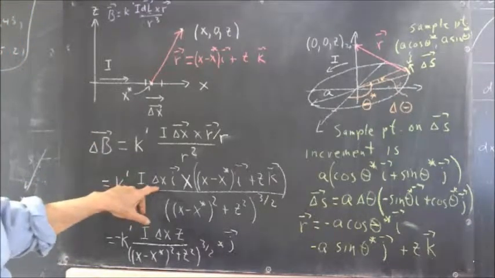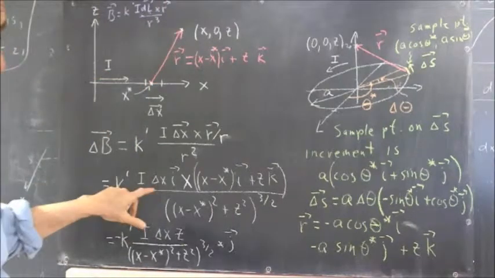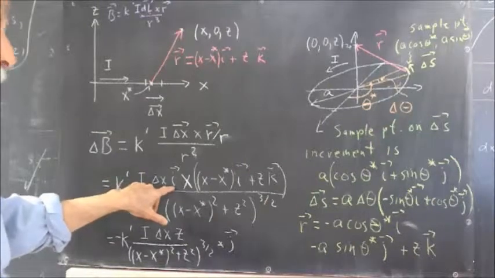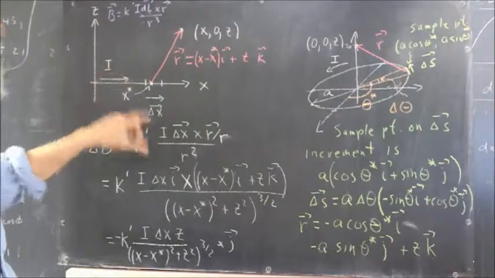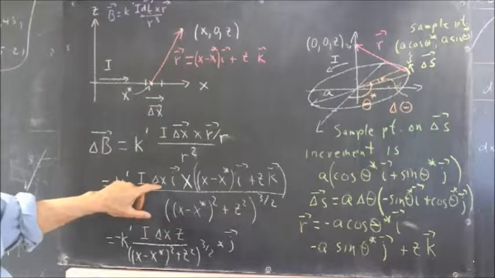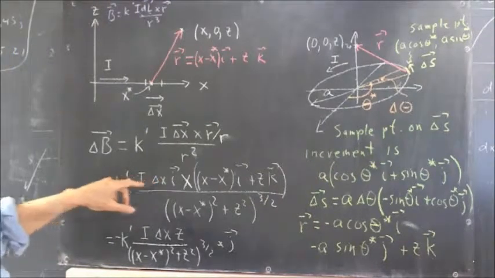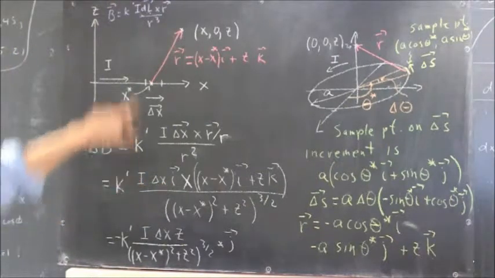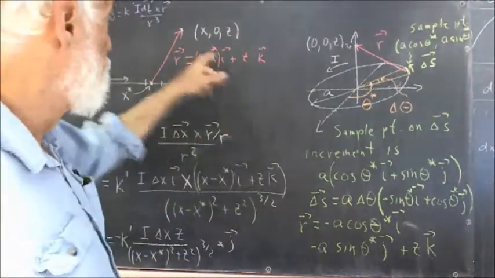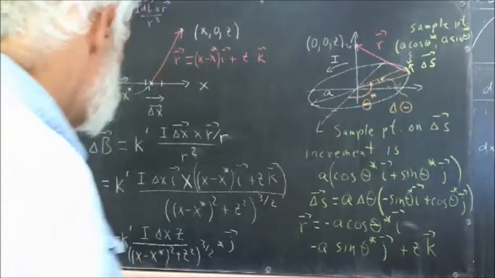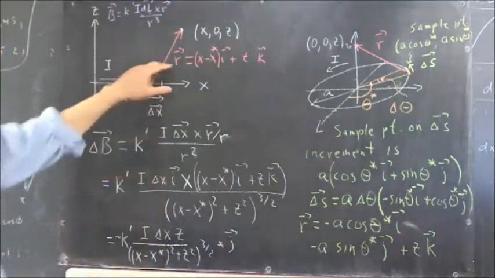We have our I delta x, which is now going to be positive. So we have I delta x times the i vector. The delta x vector could be taken as delta x times the i vector. The current I then is multiplied by that to give us our I dl. And we cross that with the R vector that we have up here. And then we divide here by the cube of the magnitude of the R vector.